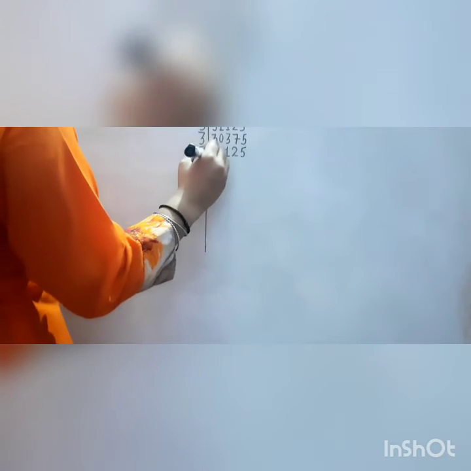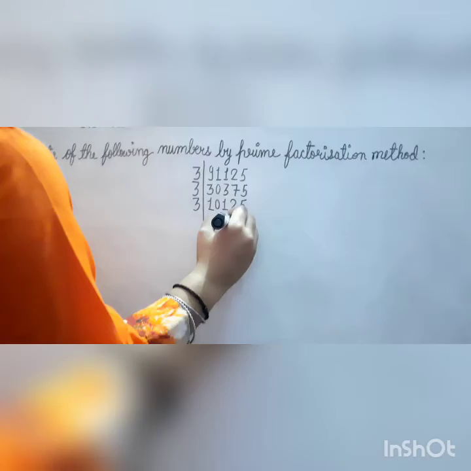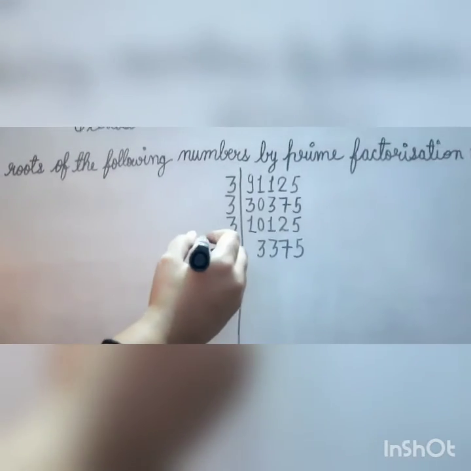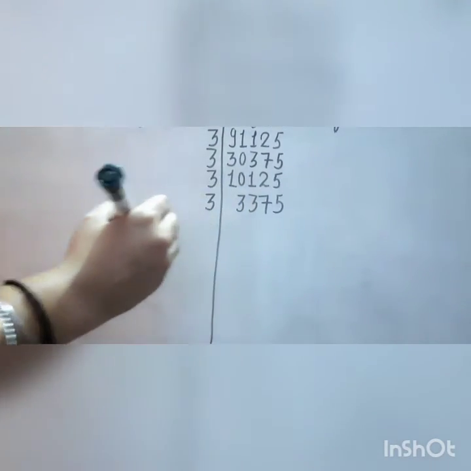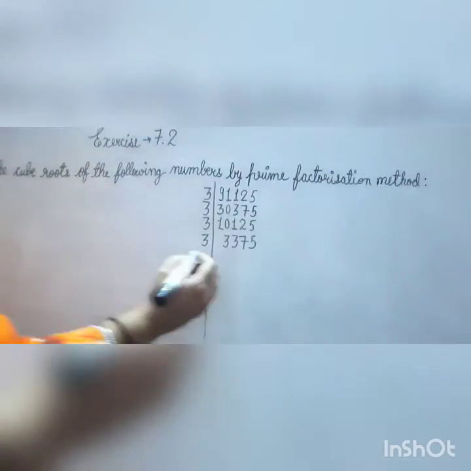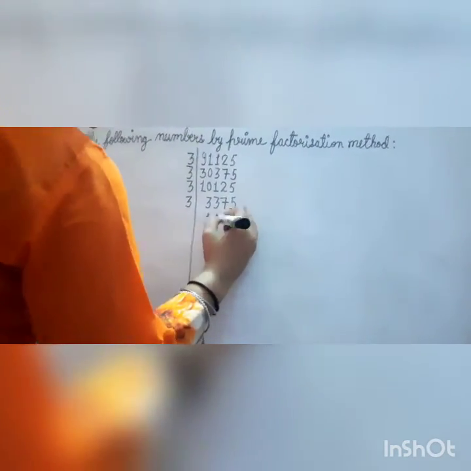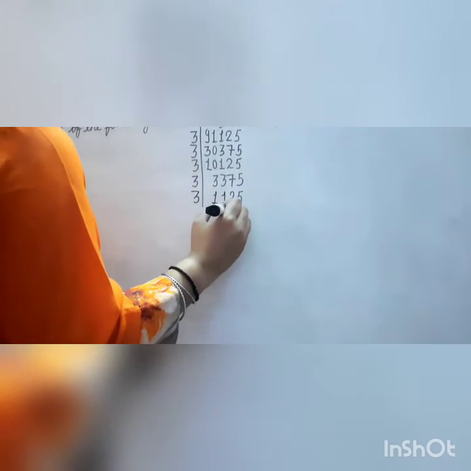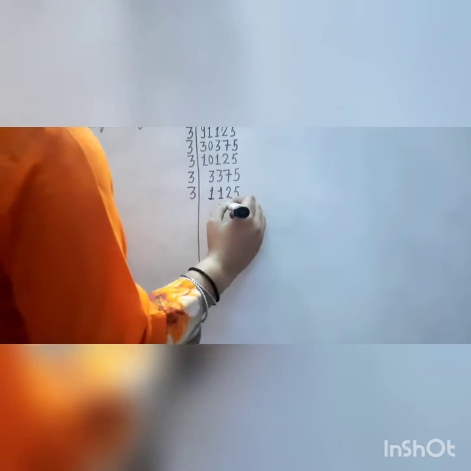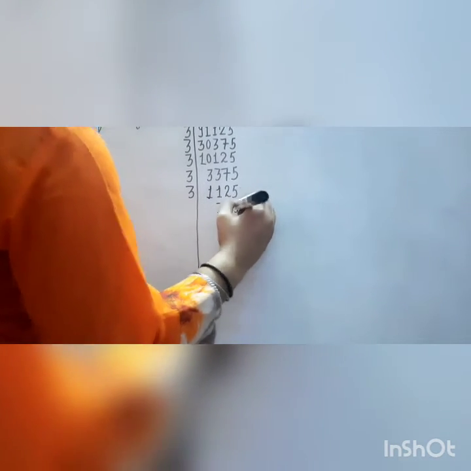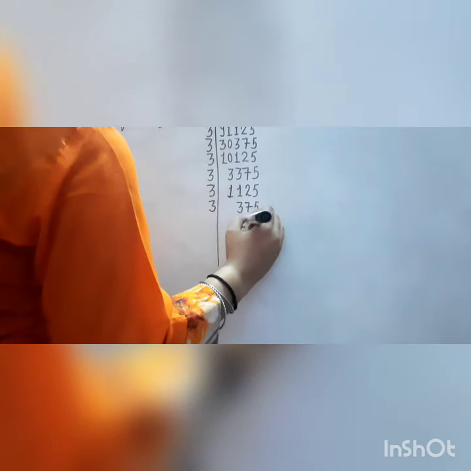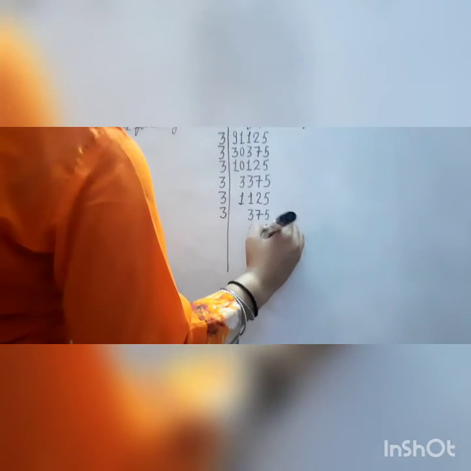Again 3, 3 3s are 9, 3 3s are 9, 3 7s are 21, 3 5s are 15. Again 3, 3 1s are 3, 3 1s are 3, 3 2s are 6, 3 5s are 15. Again 3, 3 3s are 9, 3 7s are 21, 3 5s are 15. Again 3, 3 1s are 3, 3 2s are 6, 3 5s are 15.